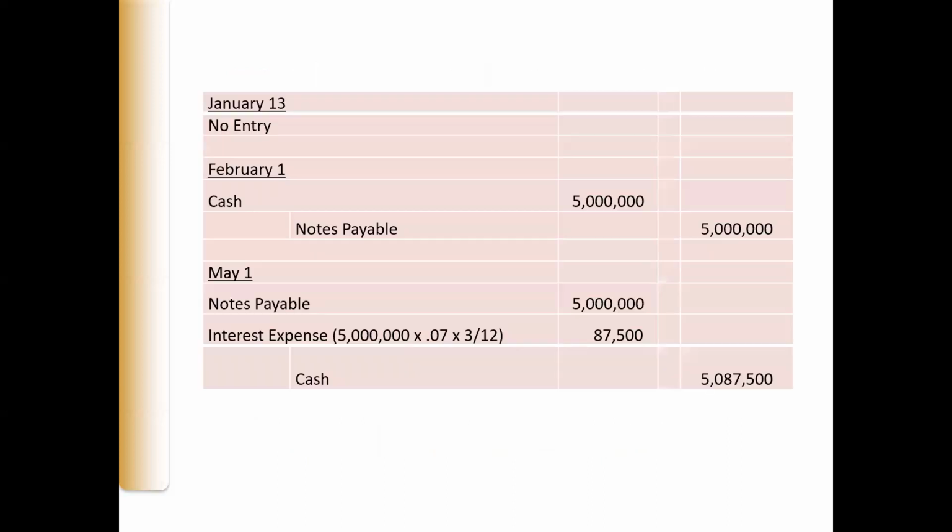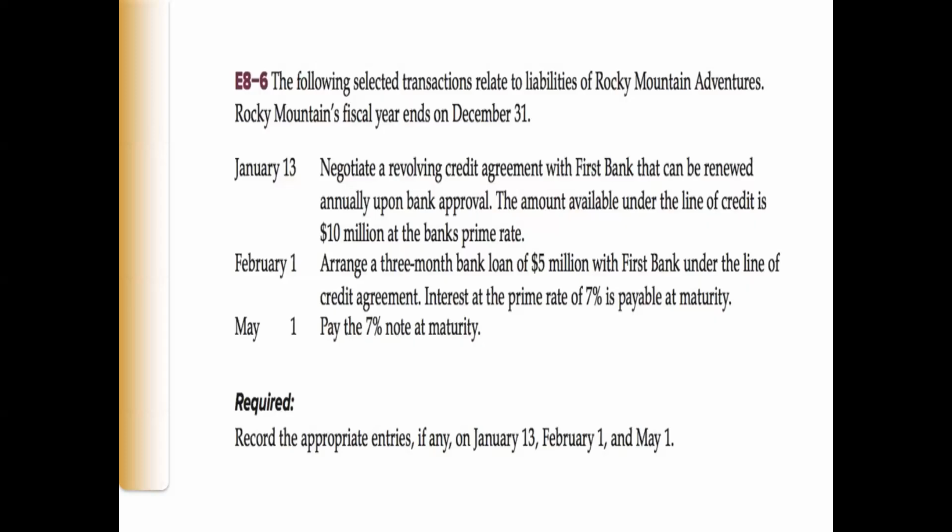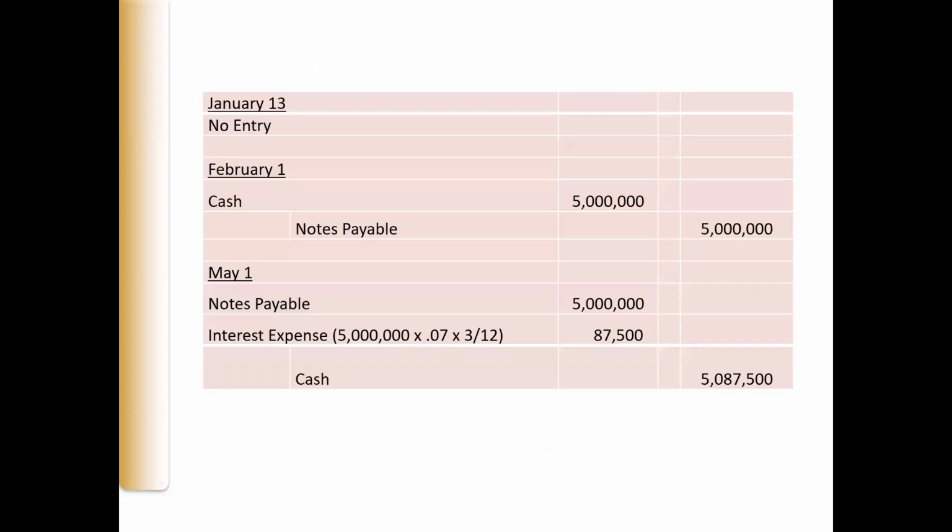So let's look at this. When they first negotiated a revolving credit line and got approval, there is no journal entry for that. Nothing else happened, they just signed a contract or agreement. But on February 1st, when they needed to borrow $5 million, we debit cash and we credit notes payable.